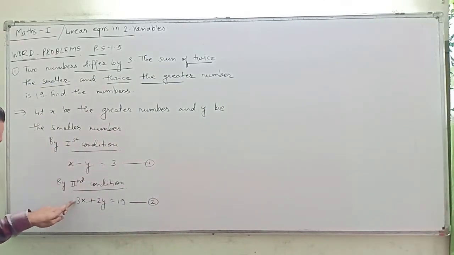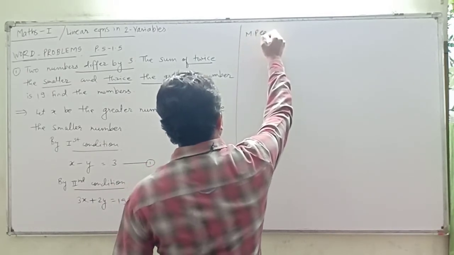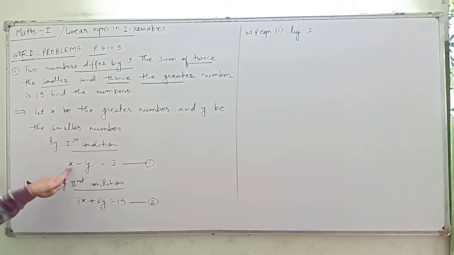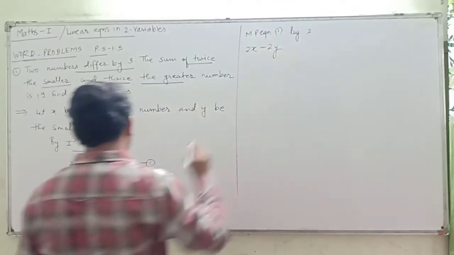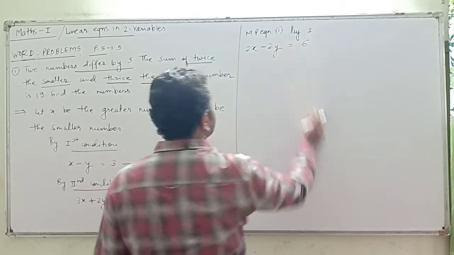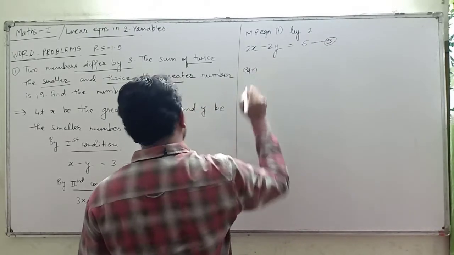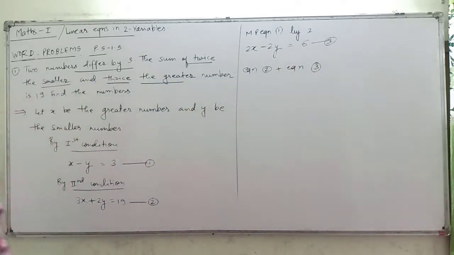Here it is 3x, here is 1x. It is 2y and minus y. We'll do one thing. We'll multiply the equation 1 by 2 and see what happens. Equation 1 by 2. So 2 into x, 2x, 2 into minus y, minus 2y, 2 3s are 6. Call it equation number 3. Now equation 2 plus equation 3, let us add them.